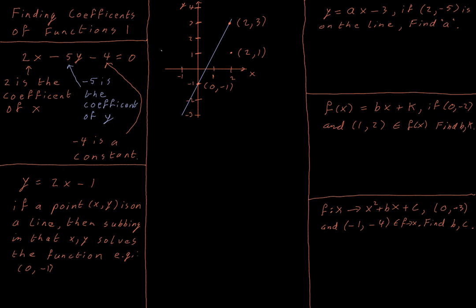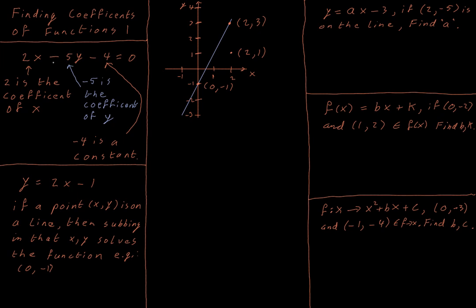Hello. Today we are going to look at finding the coefficients of functions. And we're going to start off by reminding ourselves of what coefficients are. So if I have a function or an equation here, 2x minus 5y minus 4 is equal to 0, my coefficient is the number in front of the letters. So 2 is the coefficient of x. It's the number in front of x.